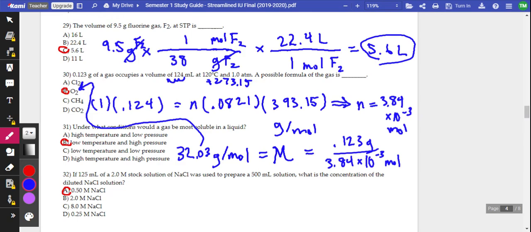And high pressure is going to keep it nice and close together and keep them from just escaping out. There's going to be a barrier of things they have to push against to fight their way out of the liquid. Okay, so that's the best way to make a gas most soluble. Funnily enough, this is also one of the best ways to make a gas act really, instead of ideally. So it's something to think about.